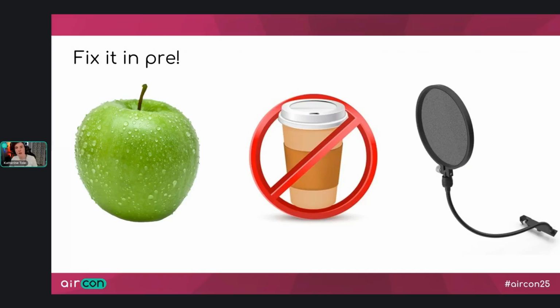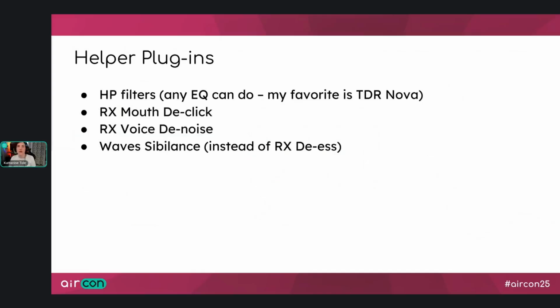Before that, if you do need to fix it in post, then there are some really great plugins that I highly recommend. Using an HP filter, a high pass filter, any EQ can do. My favorite is TDR Nova. It is free, and the RX package is pretty expensive unless it's on Black Friday. So you don't necessarily need RX mouth declick or the voice denoise, but they're incredibly helpful if you actually do this work. But I always recommend people start out with the standard version and then upgrade on some sort of sale.